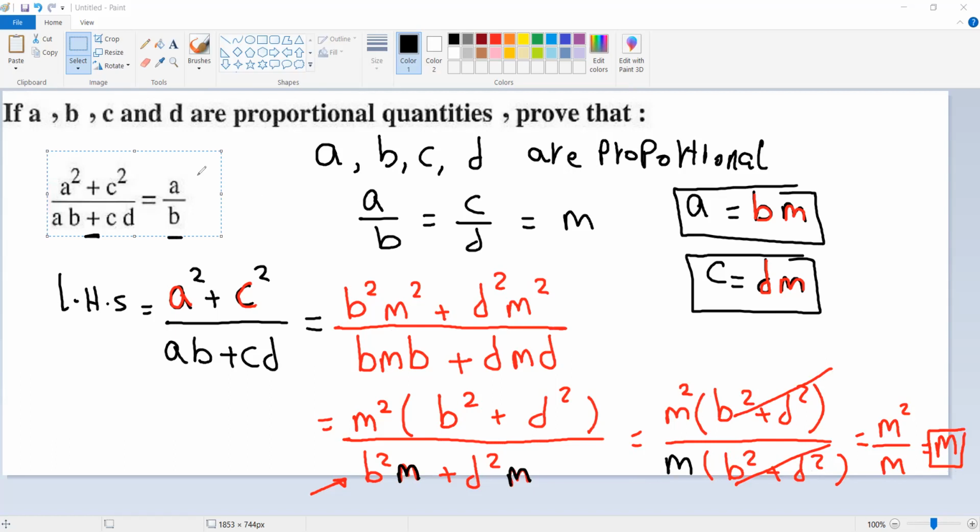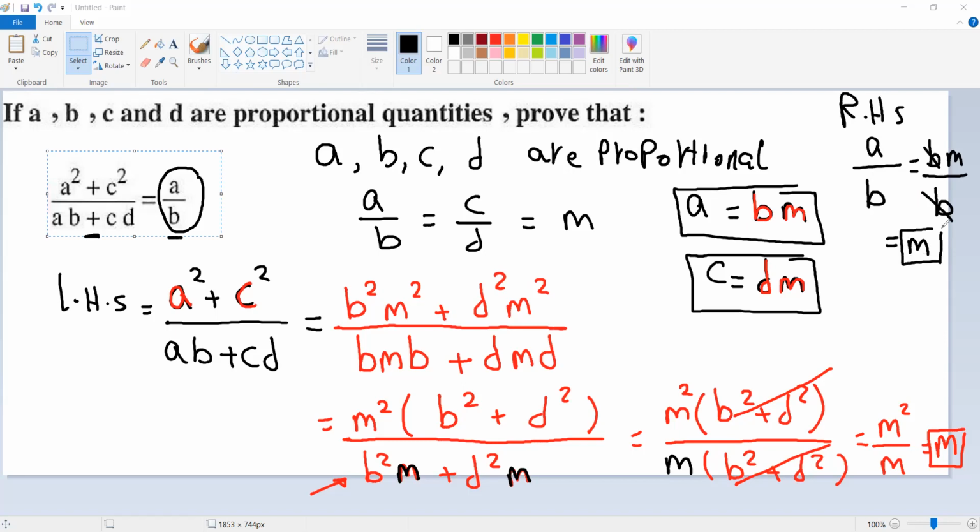The right-hand side is a over b. Instead of a, you are going to write bm, and b as it is. Cancel b and b, so the right-hand side is equal to m. I managed to prove that the left-hand side and the right-hand side are equal because both of them are equal to m.